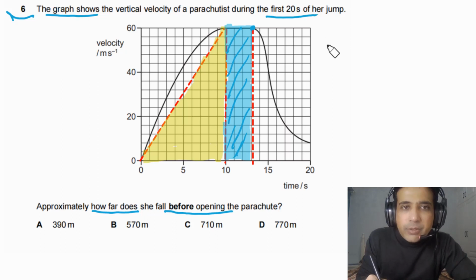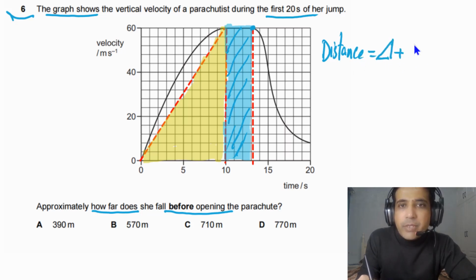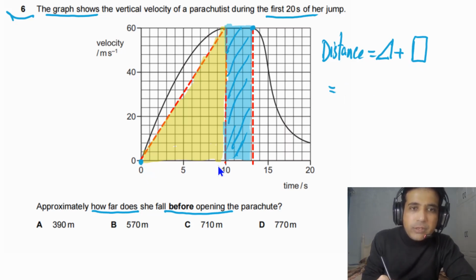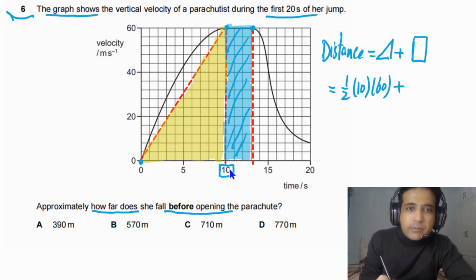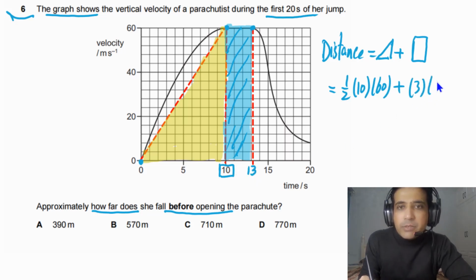Simply we can say, in this case, distance will be equal to the area of the triangle plus the area of the rectangle. For the triangle, we have 0 here, this is 10, and here we have 60. So this is 1 by 2 times 10 times 60, and for the area of the rectangle, we have 10 here, so this is 11, 12, 13. So this is 13. So we have 3 times 60, and if we simplify, we can cancel this 2 with this, we will get 5 here, and we multiply, we will get 300 here.